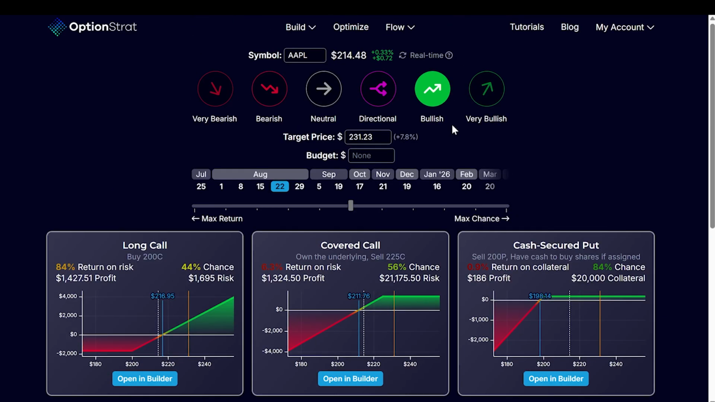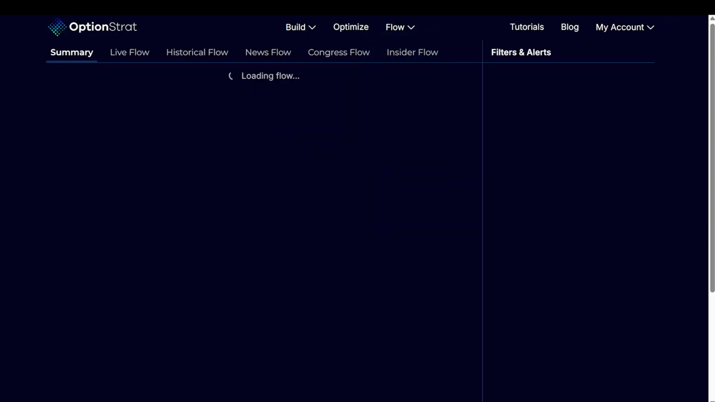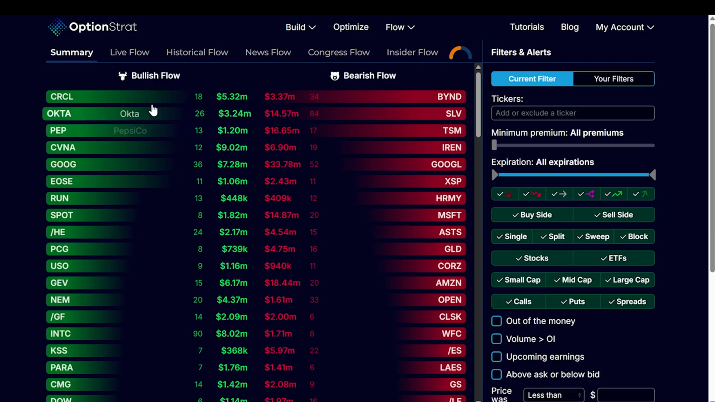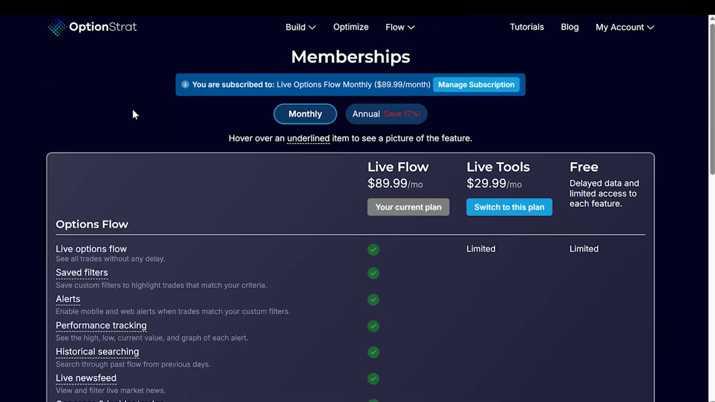And so again, I don't think that OptionStrat has the best unusual options order flow, but I do think it has the best tools for taking this information and helping you build an options trading strategy based on that. Unfortunately, OptionStrat is a bit expensive.